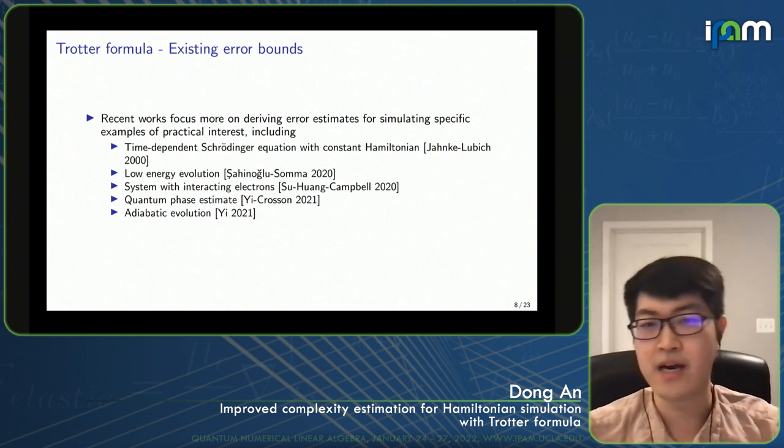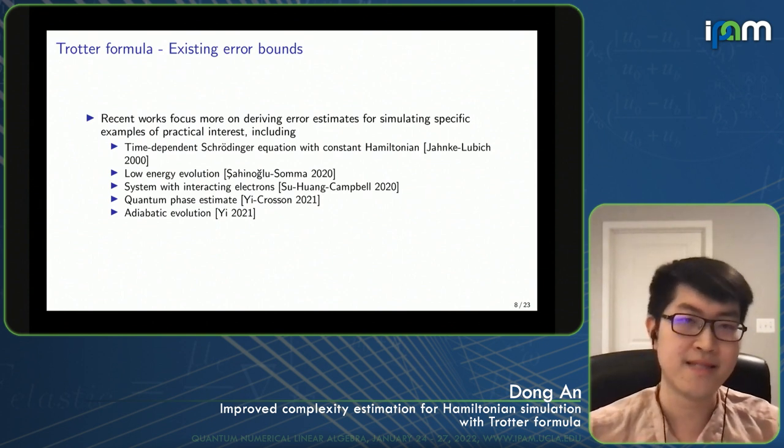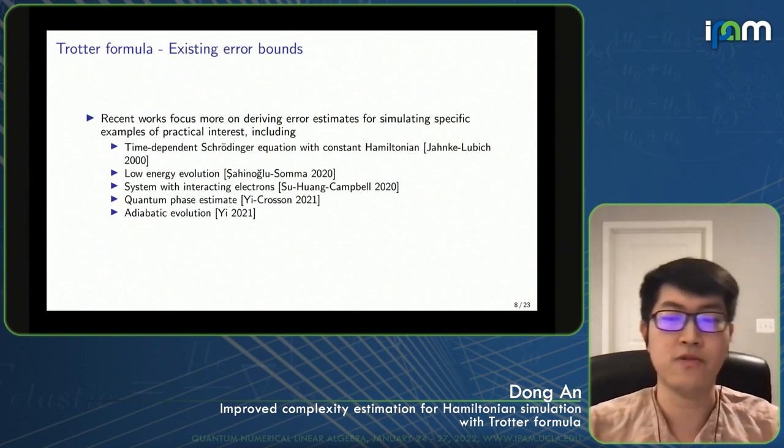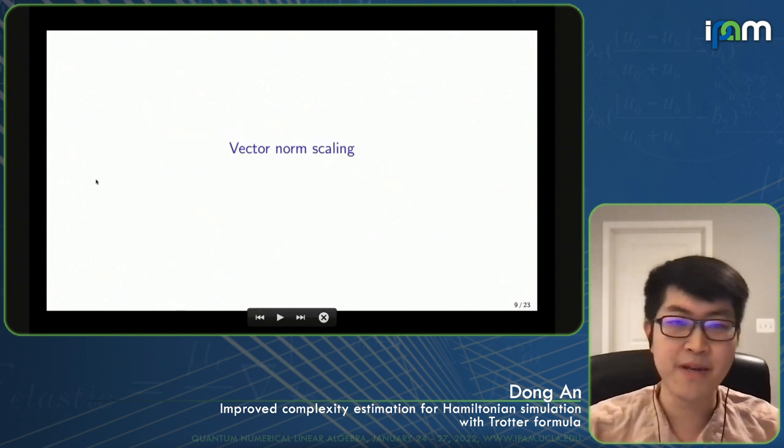So the first is the Schrödinger equation with a time-dependent mass. And then the second is the Trotter for adiabatic evolution. Okay, so we start with our first application.